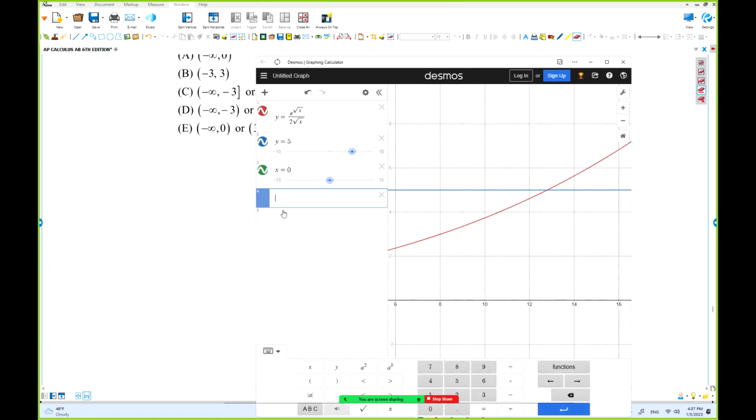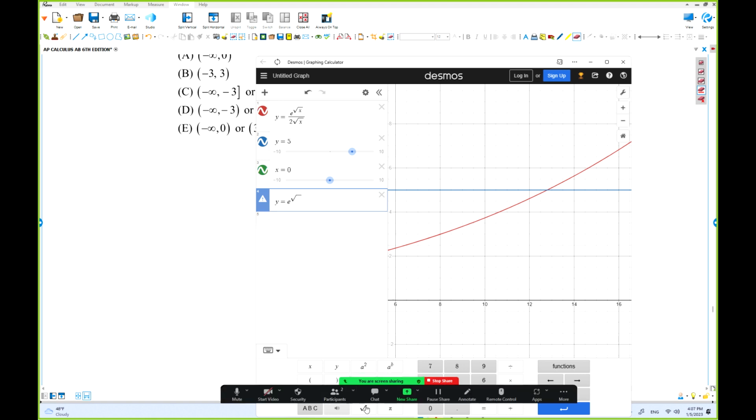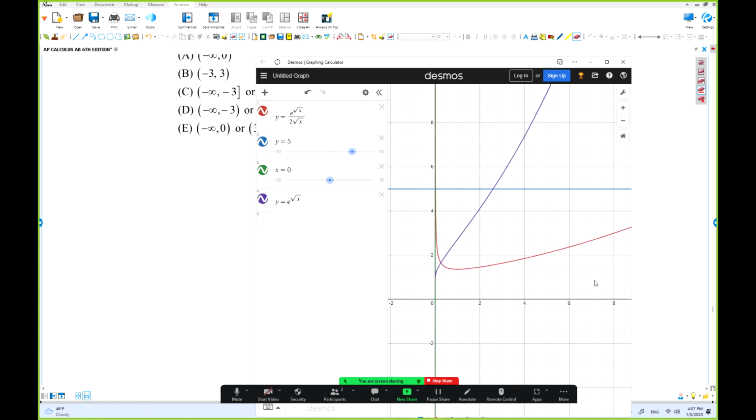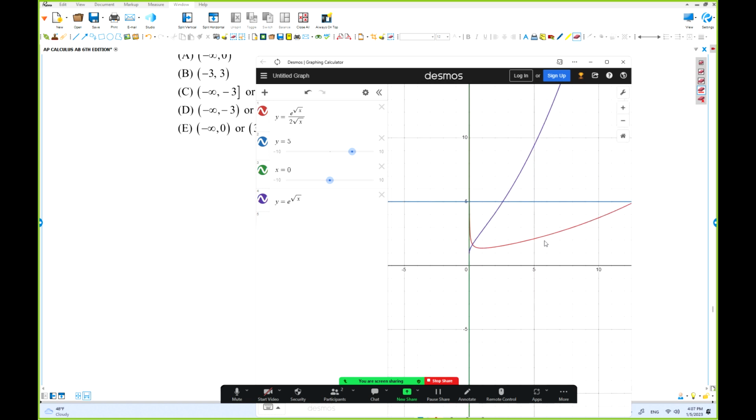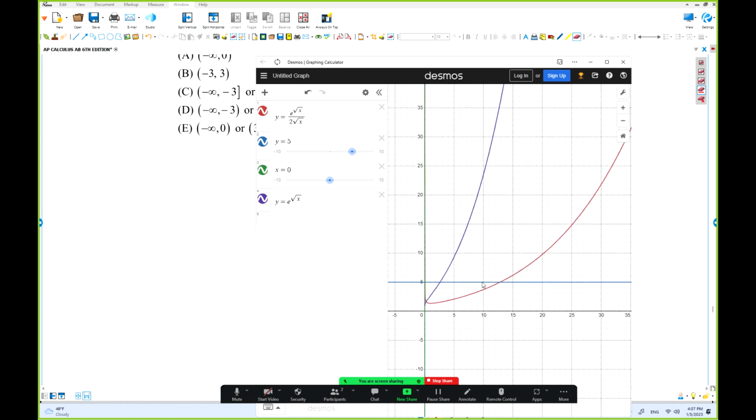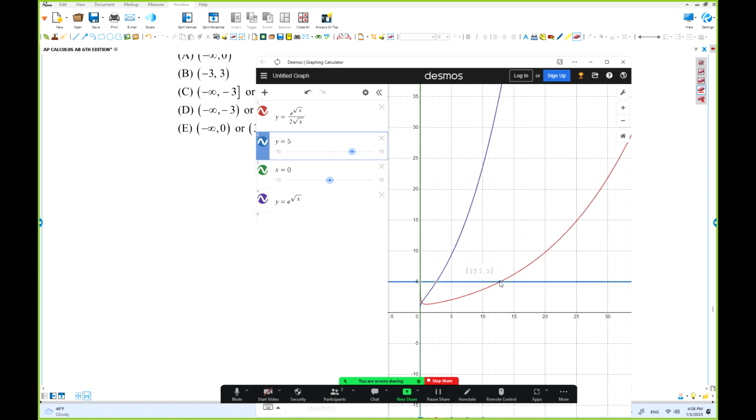This is the original graph, y equals e to the square root x. This is square root x. At this point over here, from here all the way over here, 12.76. Let me see. 12.796, a little more.